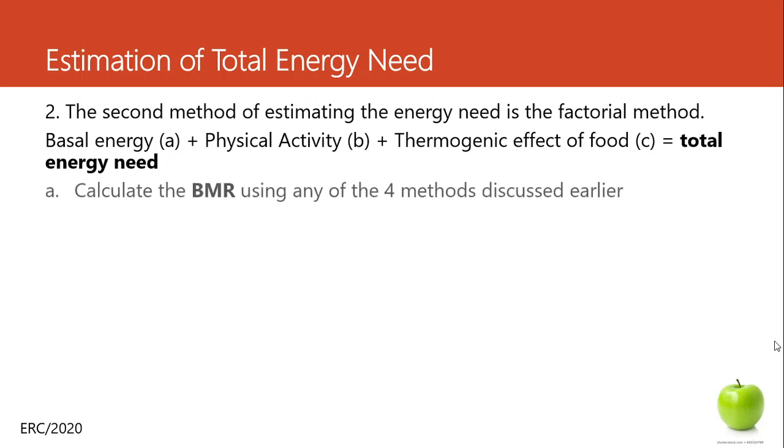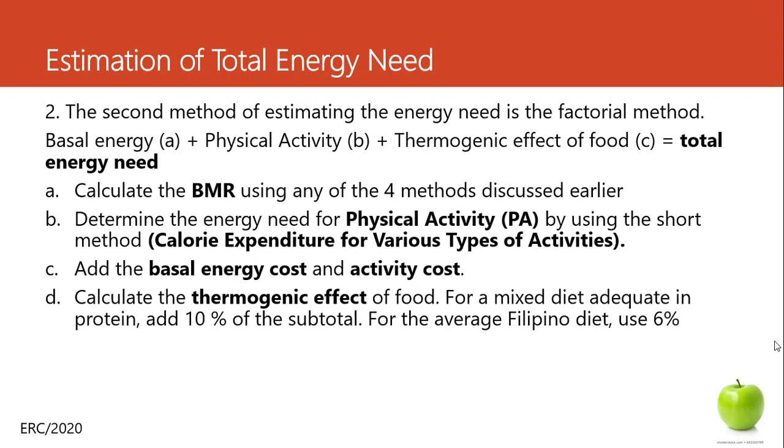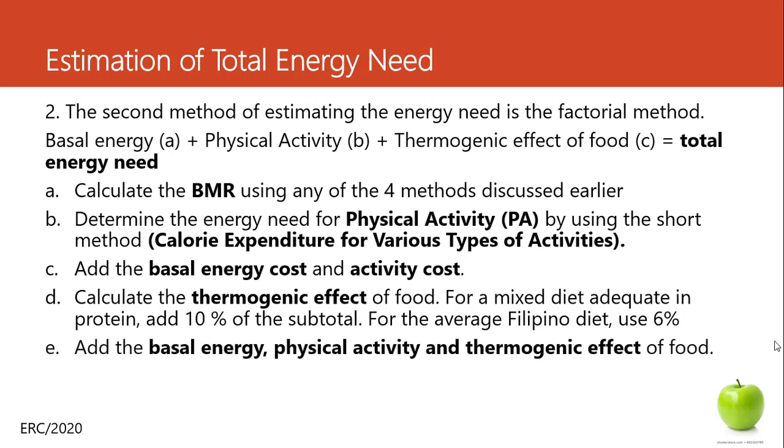That's the total energy need. So first, you have to calculate the basal metabolic rate using any of the four methods discussed earlier. Then number two, determine the energy need for physical activity by using the short method, calorie expenditure for various types of activities. Letter C, add the basal energy cost and the activity cost. And D, calculate the thermogenic effect of the food for a mixed diet, adequate in protein, add 10% of the subtotal. For the average Filipino diet, use 6%. So 6% ang gagamitin natin mamaya. Add the basal energy, physical activity, and the thermogenic effect of the food.